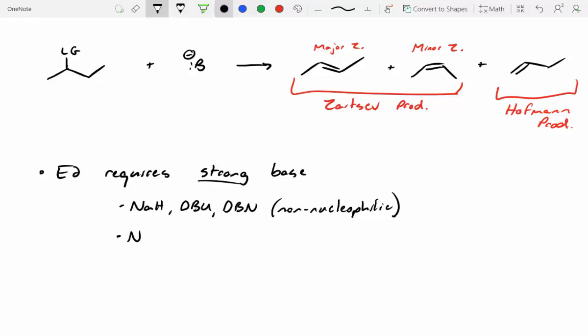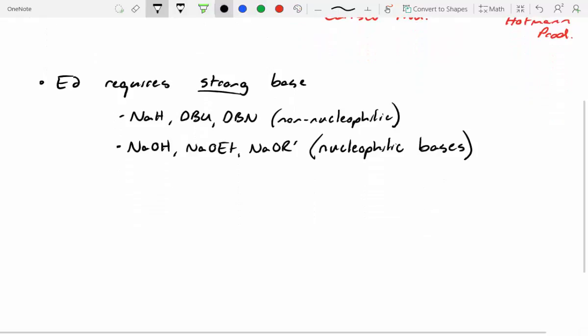However, there are some classes of bases that are also nucleophiles. These would be things like sodium hydroxide, sodium ethoxide, or really any sodium alkoxide where this R group isn't super bulky. These are nucleophilic bases. Nucleophilic bases can do substitution chemistry, so we have to be careful when we use them to watch out for that. The second thing we said was Zaitsev is favored by small bases.